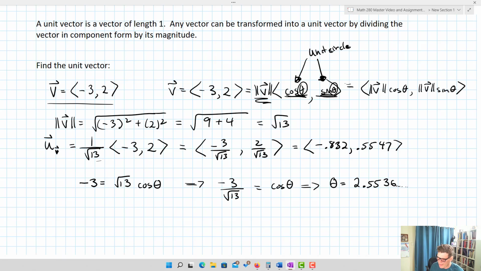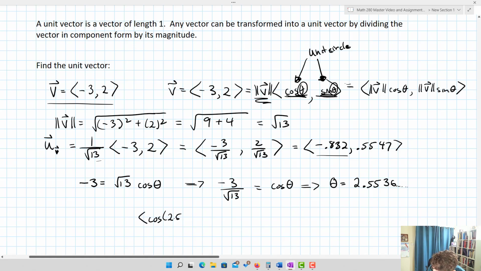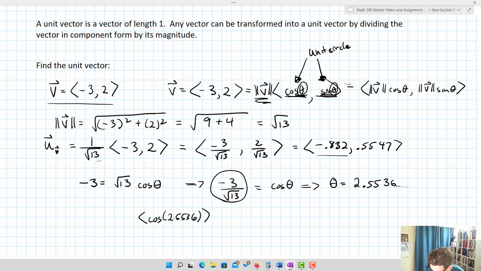2.5536. And then if we go in and we plug that in, cosine of that 2.5536 should make absolute sense. It's going to end up being negative root 13. And then sine of that 2.5536 is going to end up equaling our 0.5547. And so we end up getting the same exact thing. We get negative 0.832, comma, 0.5547, and that's our unit vector. So we can actually go either way.